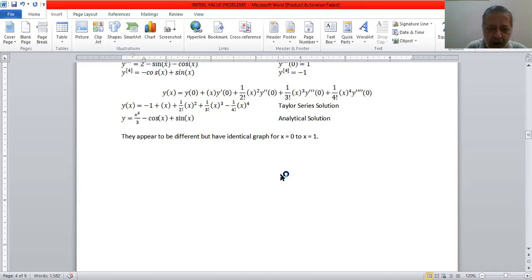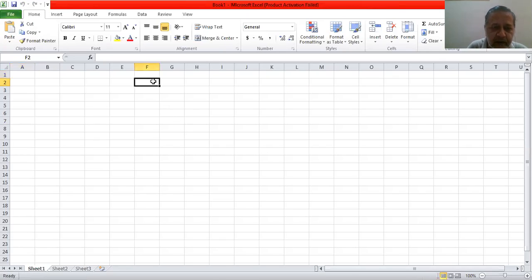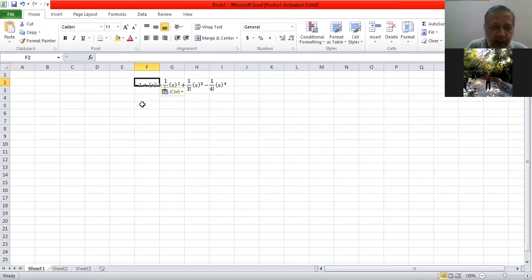Yes sir, show it. Okay. I copy the result from here to the Excel sheet for function evaluation. Can you see the Excel sheet? Yes. Okay, and now we first produce the graph of the function obtained from the Taylor series method.